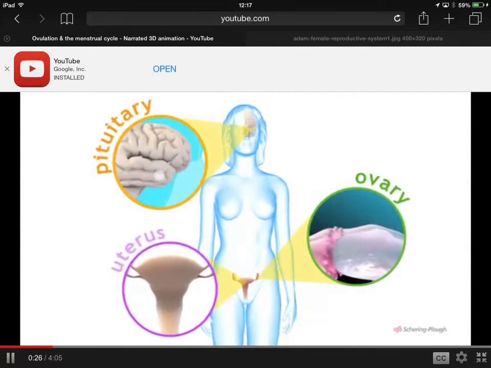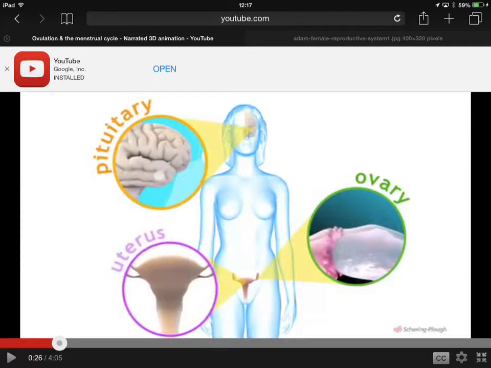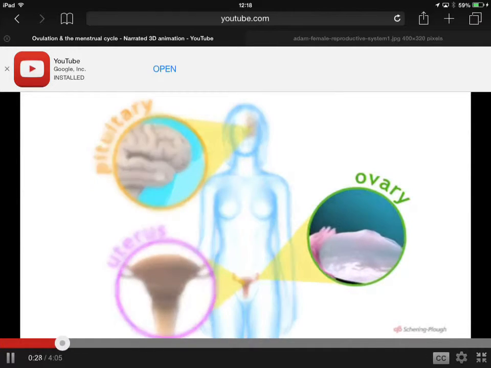Now, the pituitary gland is in the brain, the ovaries are part of the female reproductive system, and the uterus is obviously the area where the egg, the fertilized egg, is going to implant. So we need to know the layout of these three glands, which are going to be responsible for hormonal communication with each other. Closely coordinated.